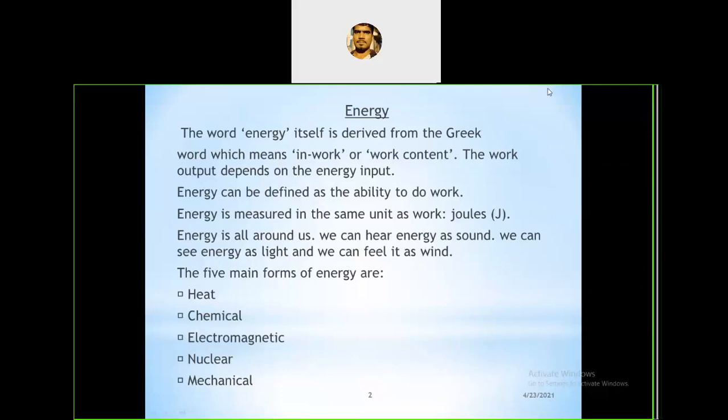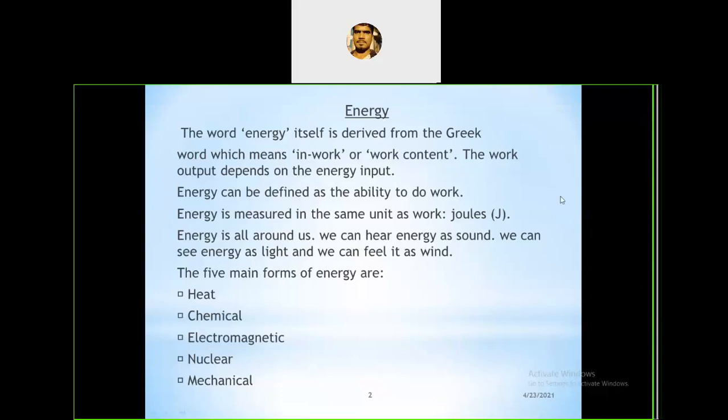There are 5 main forms of energy. The first one is heat energy. The second one is chemical energy, then electromagnetic energy, nuclear energy, and mechanical energy. So these are the main forms of energy.